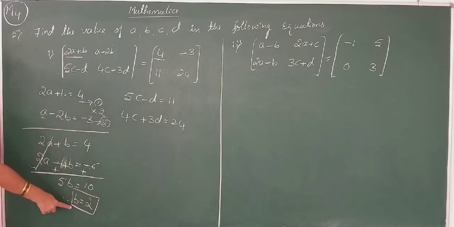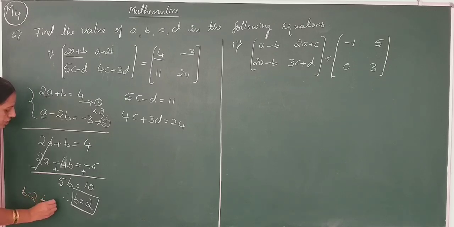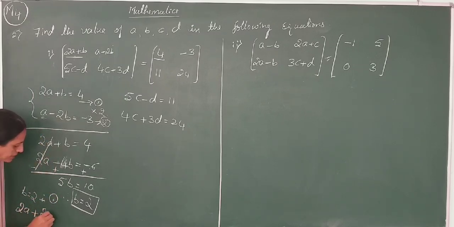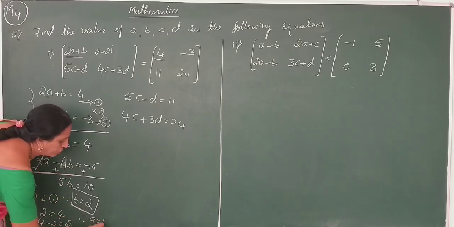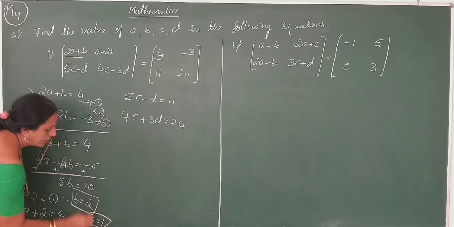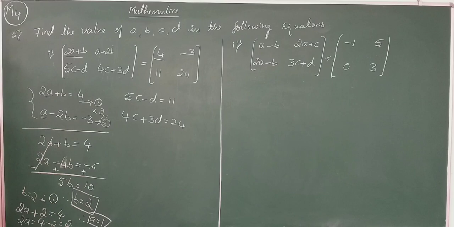Then this value of b can be substituted in either of the two equations to get the value of a. So, put b equal to 2 in equation 1: 2a plus 2 is equal to 4. Therefore, 2a is equal to 4 minus 2, which is 2. Therefore, a is equal to 1. The values are a equal to 1 and b equal to 2.